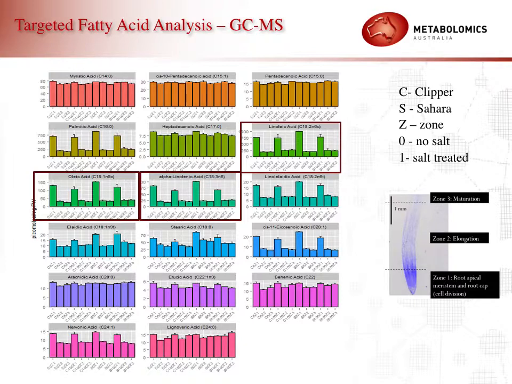So coming to the results, targeted fatty acid analysis using the GCMS platform. This bar chart shows the amount of the fatty acid composition, and C is for Clipper, S is for Sahara, and Z is for each zone. We have chosen 3 zones to work out which area is mostly affected. The fatty acid profile is significantly different between the 2 cultivars and also affected by the salt treatment. In addition, the results show that the fatty acid profile in zone 1 has changed due to salt stress.